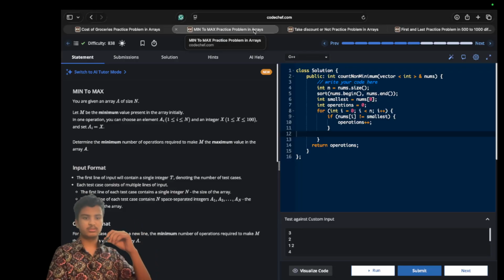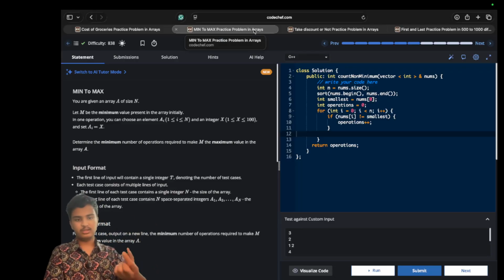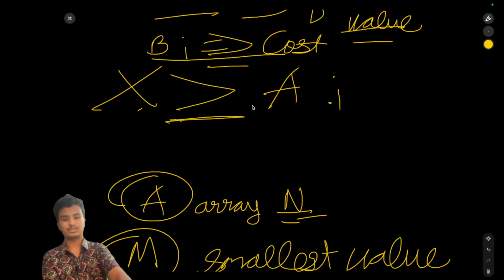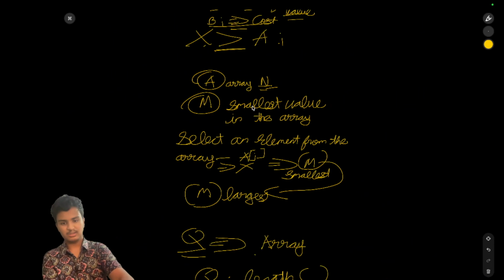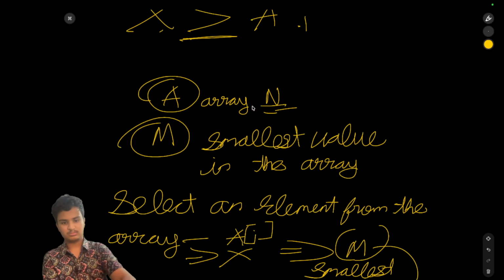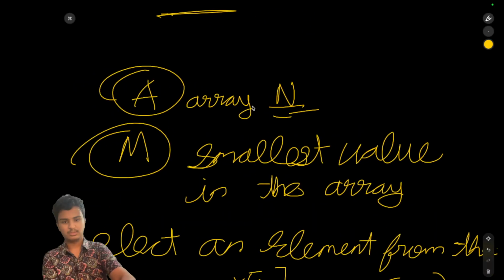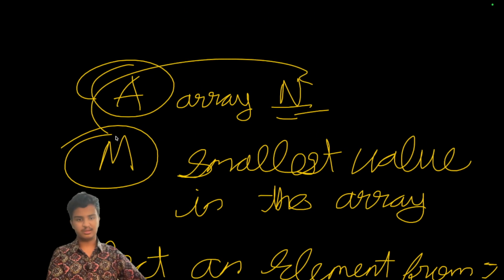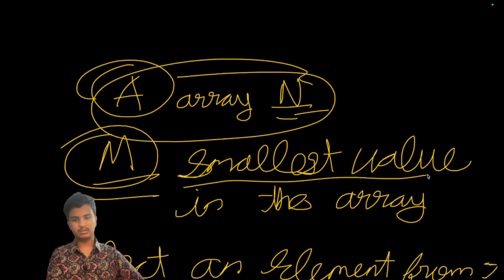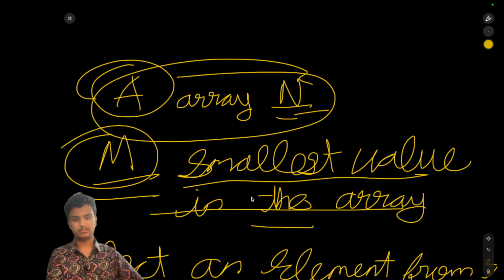Minimum to max. Well, we are given an array of size n. Let's move to the blackboard again. Yes, perfect. We are given an array of size n, where m is the smallest value in the array.